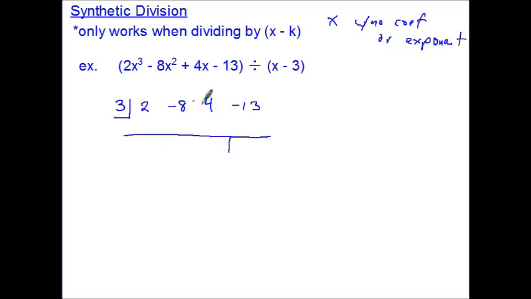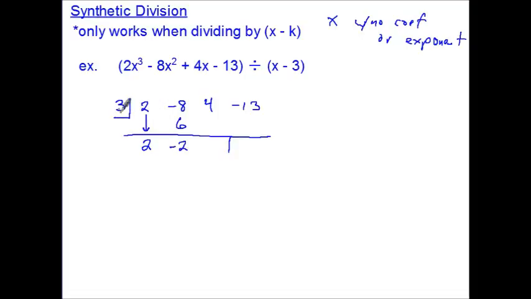Okay, and then you just let gravity start working at first. Whatever this first number is, you just bring it straight down. You don't have to draw that arrow, I'm just doing that for effect. I don't care what the number is, drop it straight down. And then you're going to multiply. 3 times 2 gives me a 6. Okay, and then we just add. -8 plus 6, well, that gives me a -2.